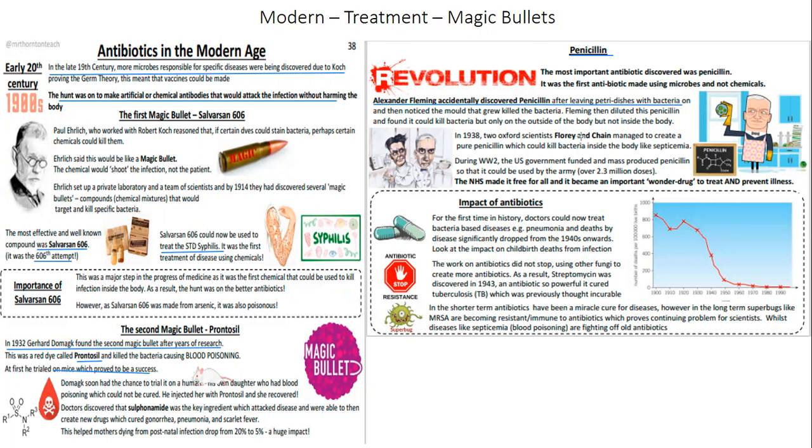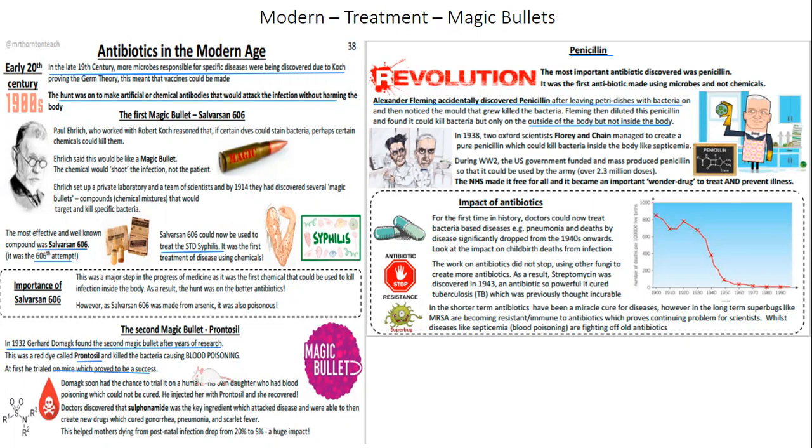Fleming then tried to dilute the penicillin and found that it could kill bacteria, but only on the outside of the body, not the inside of the body. So effectively, Fleming wrote his ideas down, but he gave up. He realized that penicillin had potential, but he couldn't work out the potential that it could have on killing bacteria inside the body. So this is where in 1938, two Oxford scientists, Florey and Chain, managed to create pure penicillin, which could kill bacteria inside the body like septicemia.